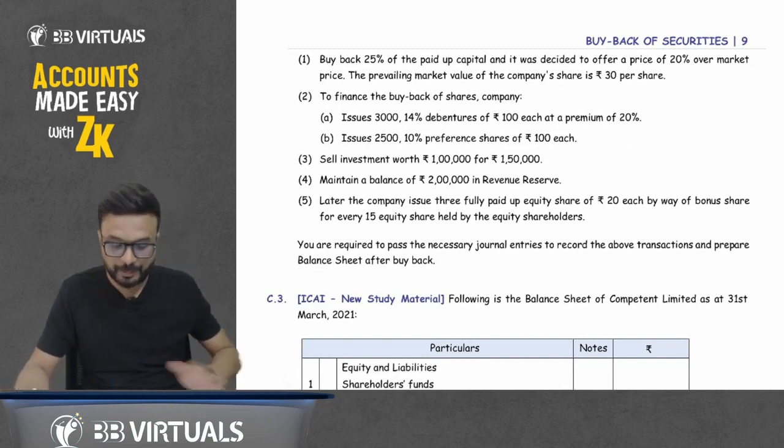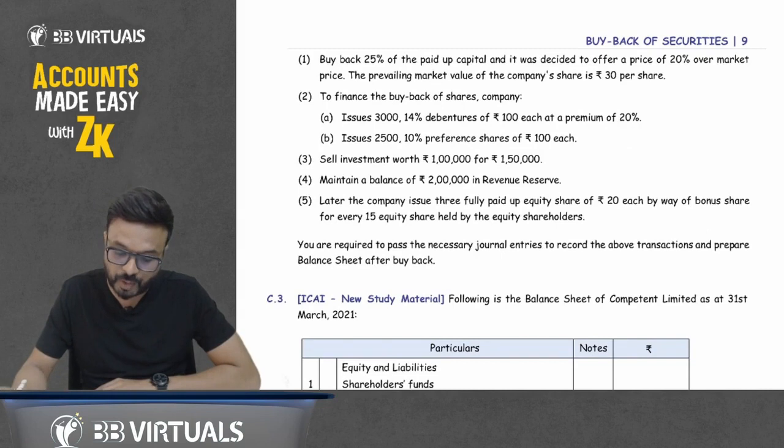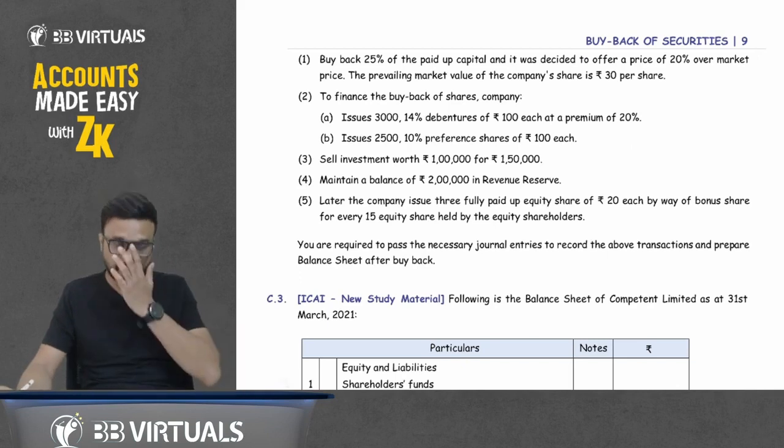25% of the paid up capital. It was decided to offer a price of 20% over market price. The prevailing market value of the company's share is rupees 30 per share. Okay, now understand this point.